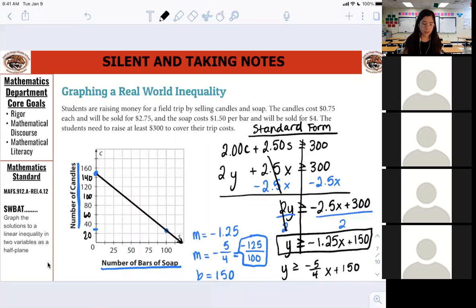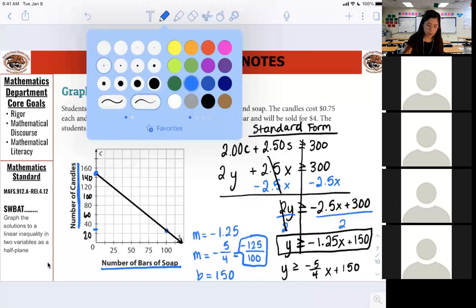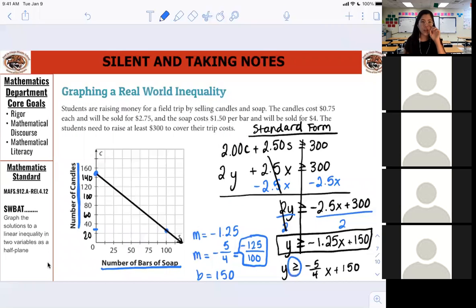What you should know, however, is that now that I have the line graphed, I need to shade, right? Because I have an inequality. My inequality is greater than or equal to. So should I be shading above the line or should I be shading below the line? Above the line. So here's my final graph.